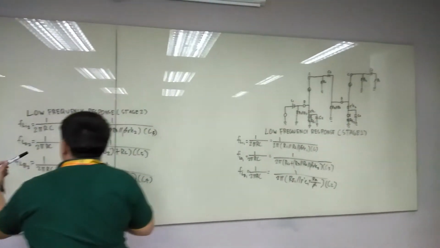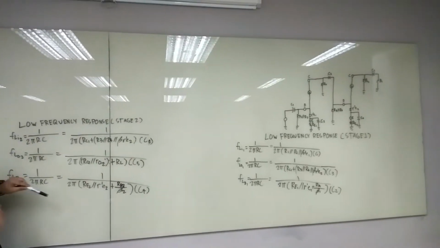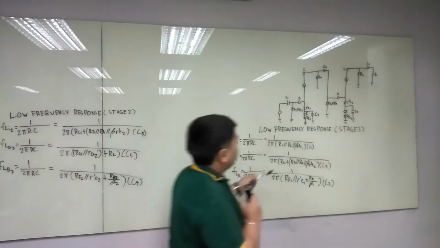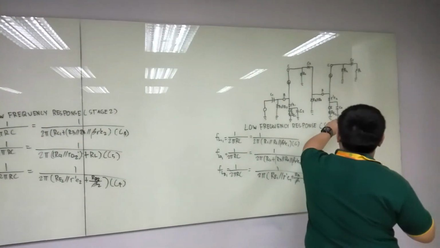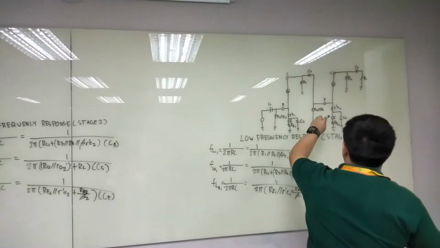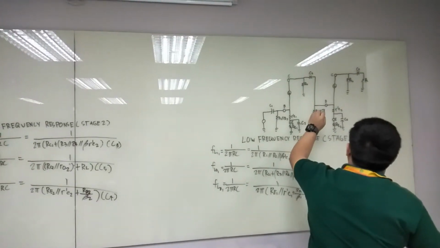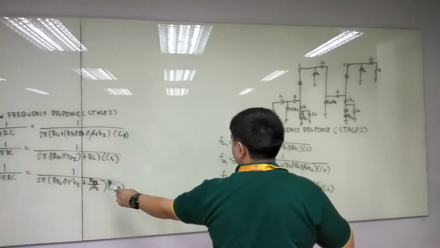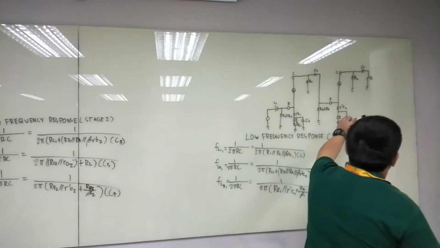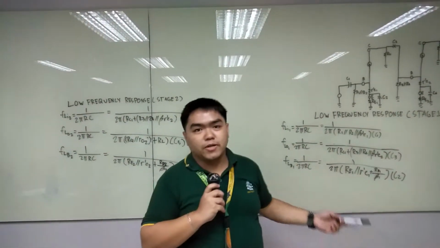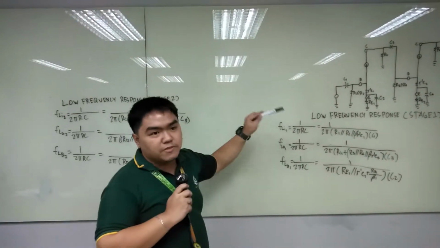And for the FL bypass 2, we use the equation 1 over 2 pi times RE2 parallel R prime E2 plus RB2, which is R3 parallel R4 over beta 2 of the second stage, times capacitor 4. So that's it for the low frequency response of stage 1 and stage 2.